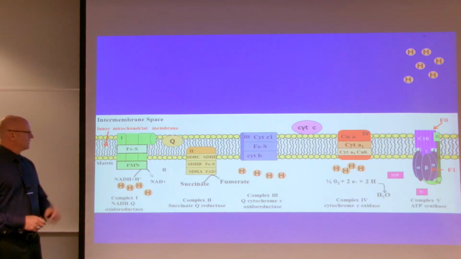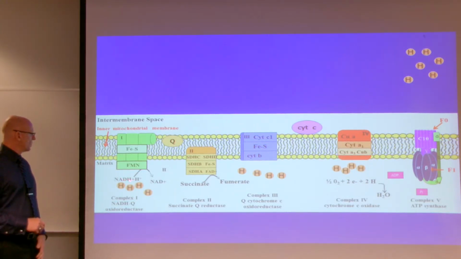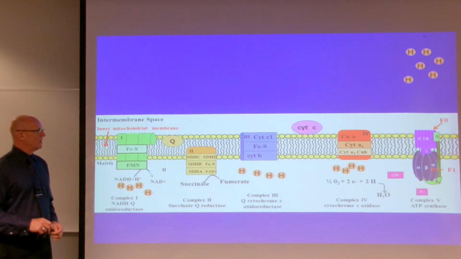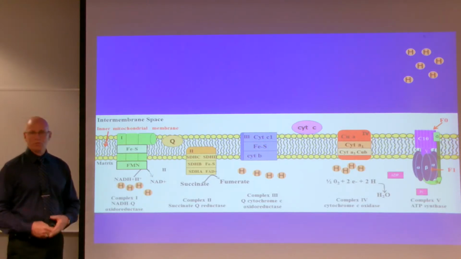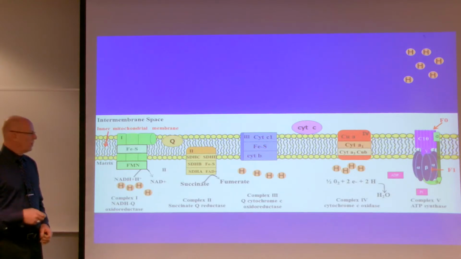Now, what we're going to do is follow 2 electrons from the reduced form NADH plus H through complex 1 to ubiquinone, complex 3, cytochrome C, complex 4, and then to build a molecule of water. So let's start with that. The electrons are passed from the reduced form, NADH plus H.